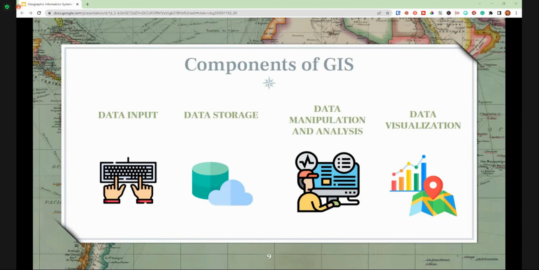There are actually three factors that would influence your data input. The first one is time. Sometimes it's really time consuming. For example, kailangan mo pumunta sa field at mag-gather ng data for not just a week. Sometimes it could even take 30 days.